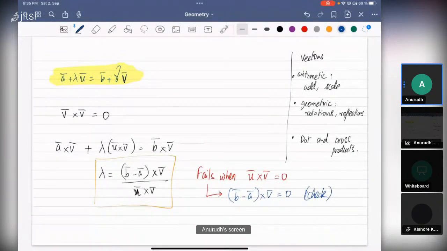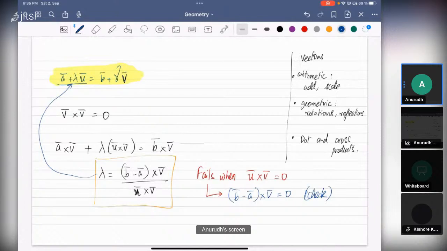Otherwise, you'll get a unique point. Once you have lambda, you can just plug lambda into the above equation and compute the value of gamma. But if you only care about the point, then you can just plug lambda into the LHS and you get the exact point as well. Yeah, that's one way to solve this.